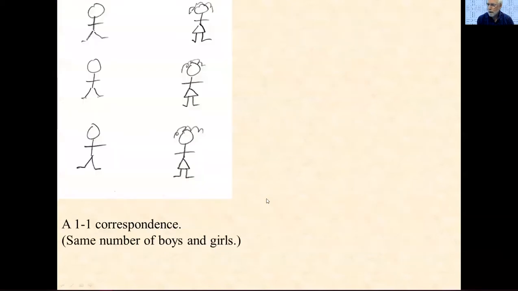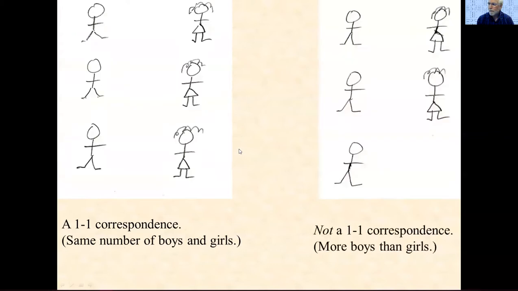So in this set, this boy is partnered with this girl. This girl is partnered with this boy. What we notice is that every boy has exactly one girl as a partner. Every girl has exactly one boy as a partner. This one-to-one correspondence then allows us to conclude that there are the same number of boys and girls.